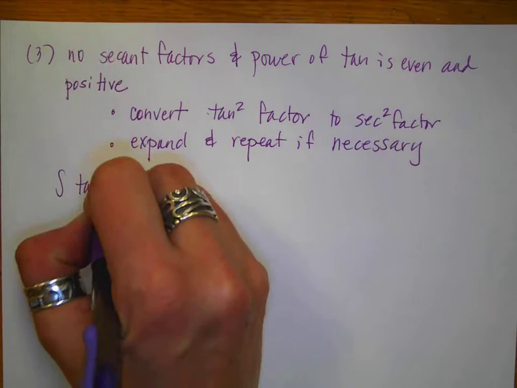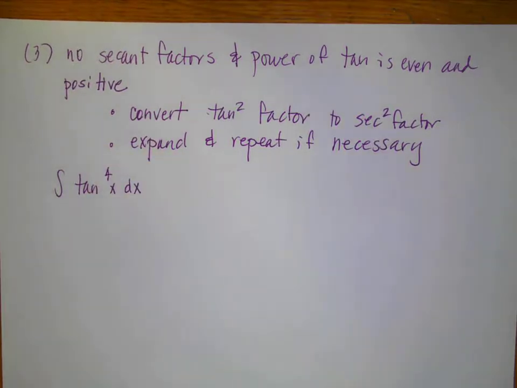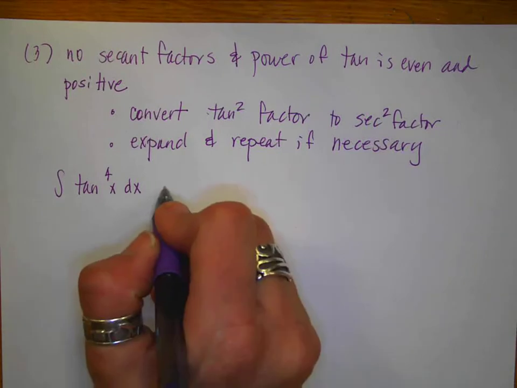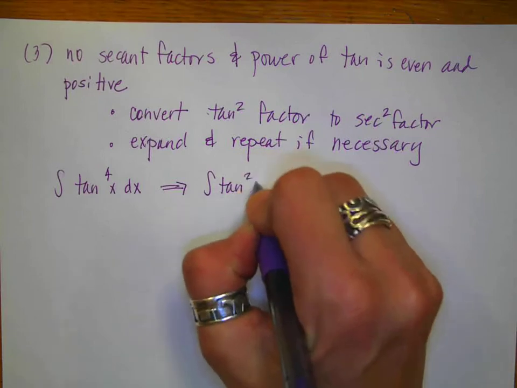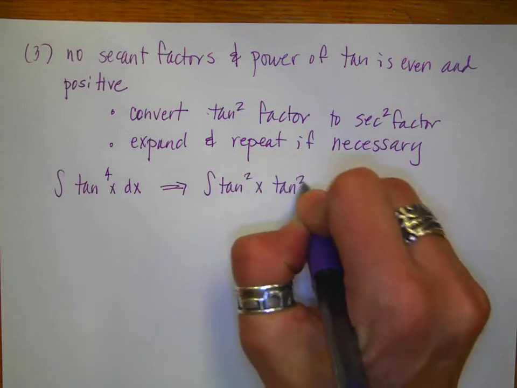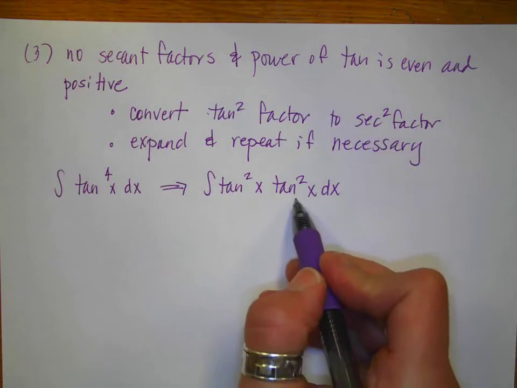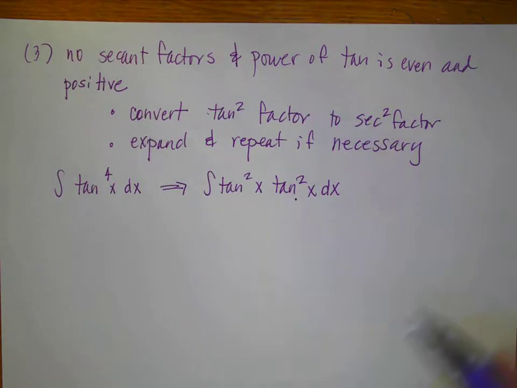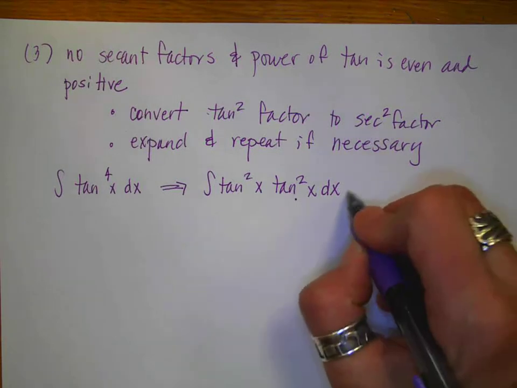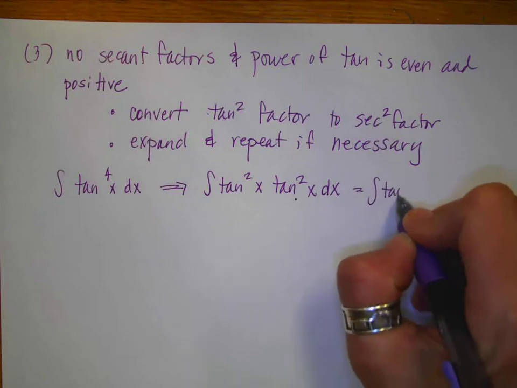All right, so the problem that we're going to do is the tangent to the fourth of x dx. And you can actually do this one with integration by parts as well. All right, so we are going to turn this into tangent squared of x, tangent squared of x dx. And then I'm going to rewrite this guy using my properties of my Pythagorean identities.